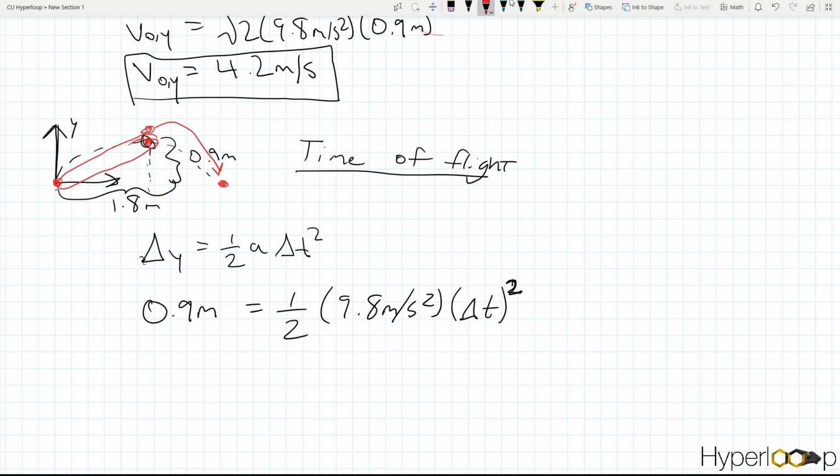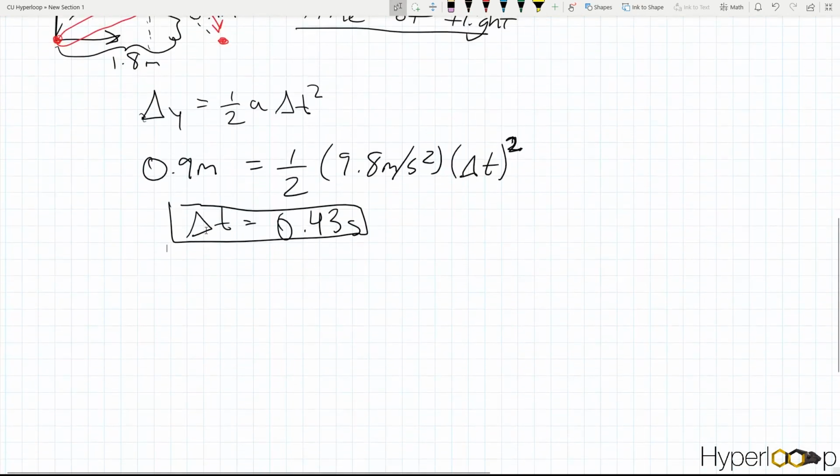So when we actually evaluate this, we get that the delta t to get from the bottom to the top, or from the top to the bottom, is, let's see here, no, 0.43 seconds. So great, we now have the amount of time it takes to get to the peak, and we also have our initial y velocity. Excellent. So now let's find out what our initial x velocity needs to be.